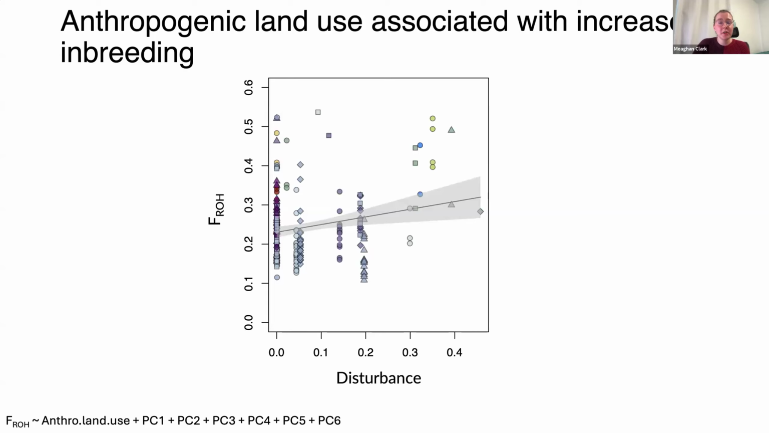Our best fit model did include an effect of disturbance history on inbreeding. So more disturbed sites typically have higher F-rho than less disturbed sites. However, you've probably noticed that there are many individuals with high F-rho, or high inbreeding, that are from sites with little to no disturbance. And this likely reflects that there are many other factors that explain F-rho, things like long-term demographic history and population bottlenecks. As an example, some individuals in this low disturbance category are actually from a population on an island that's been very isolated and likely experienced a lot of genetic drift over time.